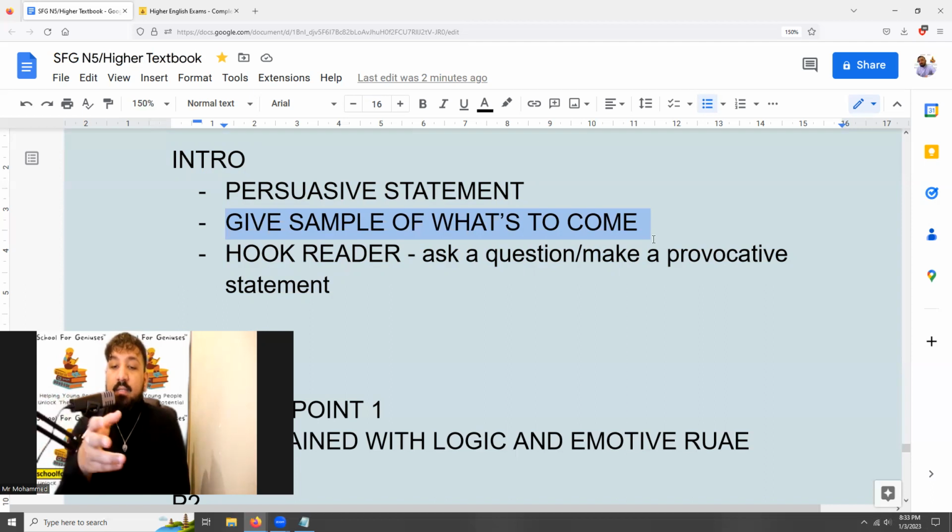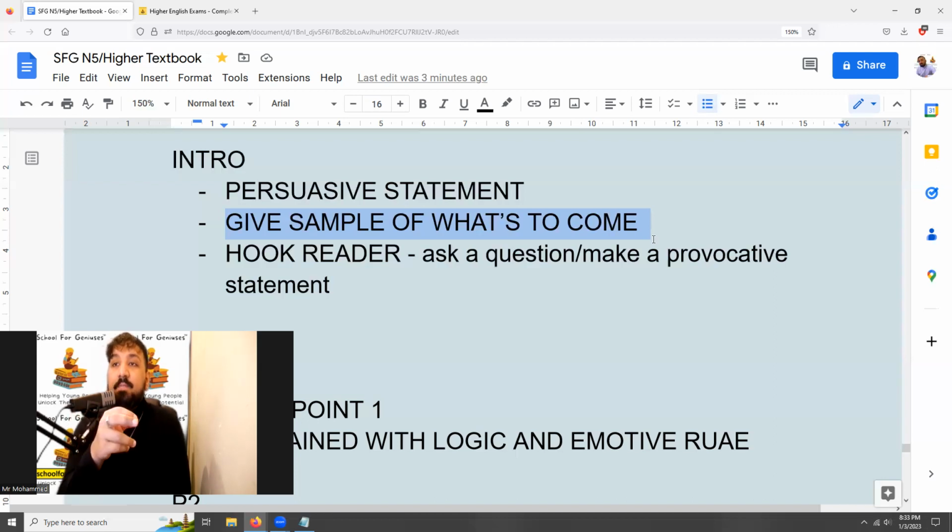Animal testing should be stopped. That's the persuasive statement. Animal testing is unethical, it's ineffective, and it harms the environment. Whatever your basic points are, you just want to give a little taste of them. You can give a little bit of detail, but not too much, because remember, it's just an introduction. You can lay out what you're going to talk about, but not too much.